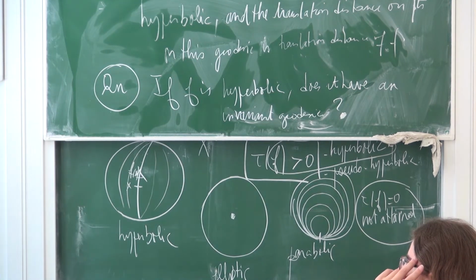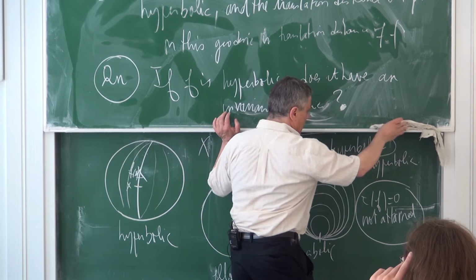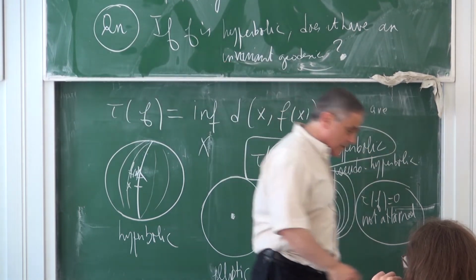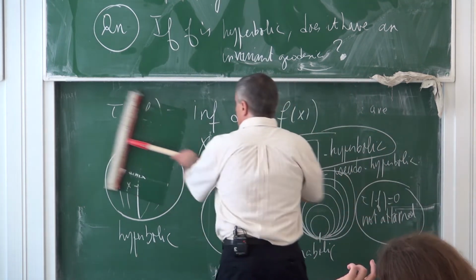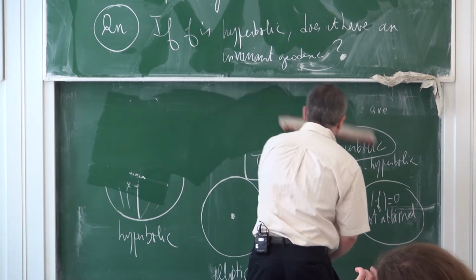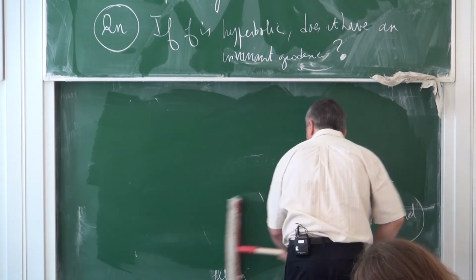The existence of invariant geodesics I can prove only in a few cases, which I will tell you. So this is the subject of the next two theorems. So this is the case of pseudo-Anosov.